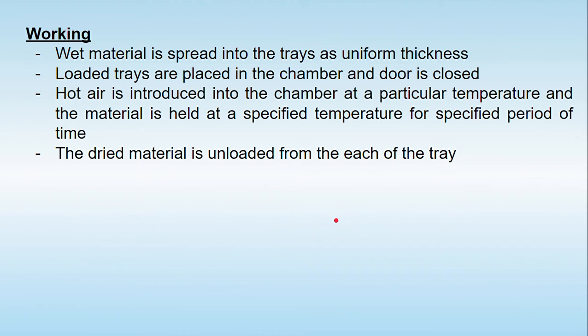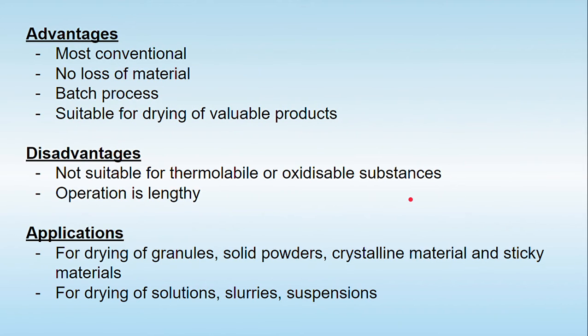Now how does this work? The wet material which is to be dried is spread uniformly into the trays, so each tray should have the same thickness of material. For example, if we maintain a definite x inch thickness, we maintain x inches in each tray. After that, the loaded trays are placed inside the chamber and the door is closed. Later on, hot air is introduced inside the chamber at a particular temperature, and the material is held at that temperature for a specific period of time. This is the entire drying cycle, and once the material is dried, it is unloaded from each tray.